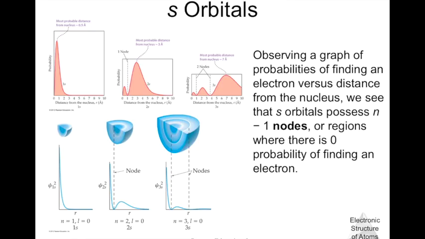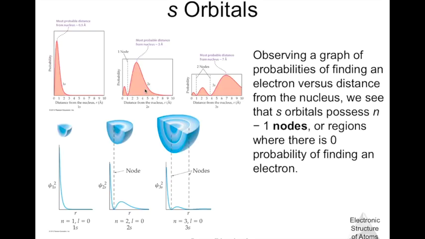If we look at a graph of the probabilities of where we find electrons versus distance from the nucleus, we see that s orbitals possess n-1 nodes, or regions where there is 0 probability of finding the electron. So if we're looking at something very simple like helium or hydrogen, 1s, right? There's 1 minus 1, there are 0 nodes.